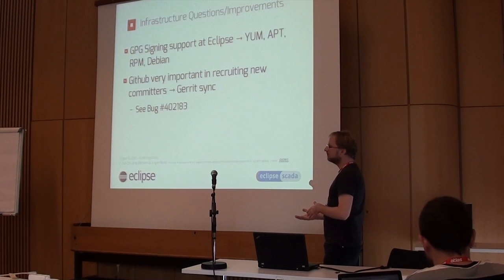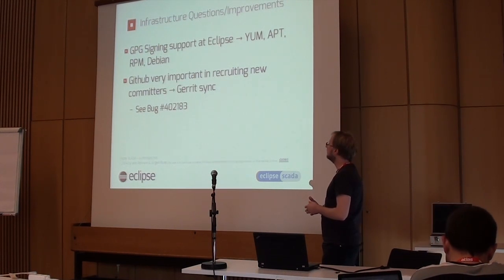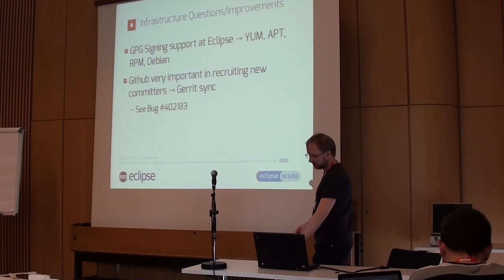We are using Gerrit at the moment as Git repository. Some of you use GitHub. Actually, we would like to have a sync between Gerrit and GitHub, because for OpenSCADA we had GitHub support, and people very often come to GitHub and don't come to the Eclipse Gerrit system first. So it would be interesting to have a sync between GitHub and Gerrit.